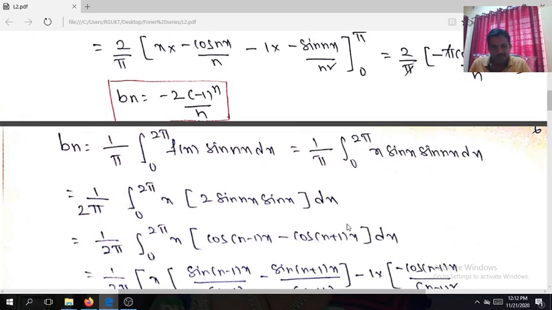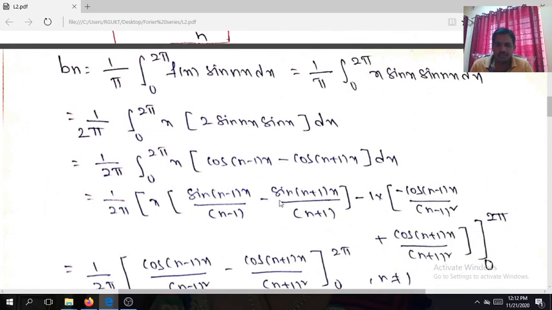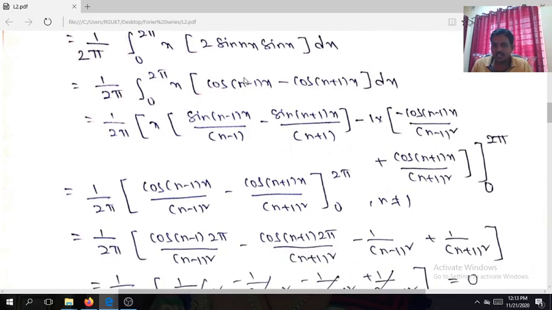Again, we go for the integration by parts formula, x into uv dx. This is very important. This part, the calculation is very important. Here 1 by 2 pi, integral of x into cos: the integration is sin n minus 1 into x divided by n minus 1, minus sin n plus 1 into x divided by n plus 1. First one is u v1 minus u dash v2. U dash, the derivative of x, is 1. V2 is the integration of this bracket, not integration of the given function. V2 is the integration of v1.